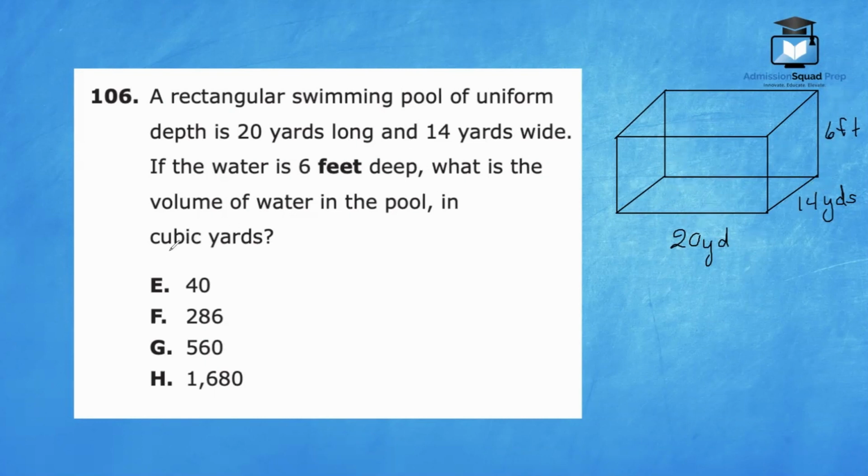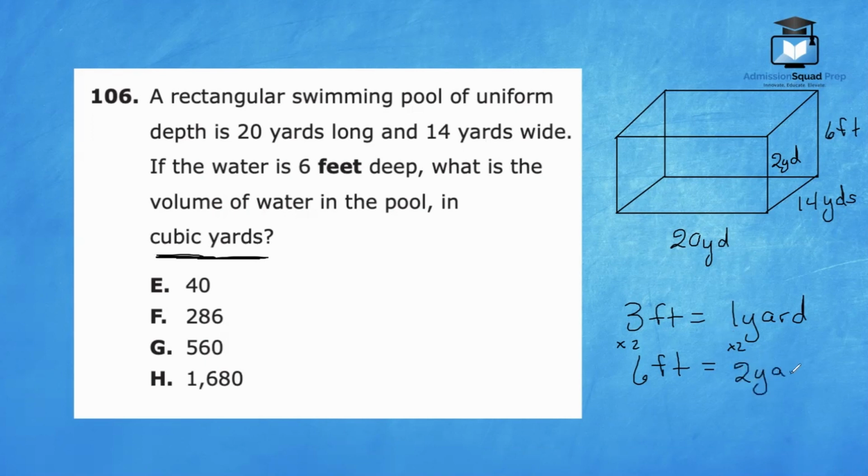Because we need to figure out the total volume in cubic yards, we need to convert feet into yards. Did you know the conversion from feet to yards? We know that 3 feet equals 1 yard. So instead of 6 feet, we can change the depth to 2 yards. How did I get that, guys, right? We know that 3 feet equals 1 yard, so we can go ahead and multiply both sides of this equation by 2. 1 times 2 is 2, so we know that 6 feet equals 2 yards.